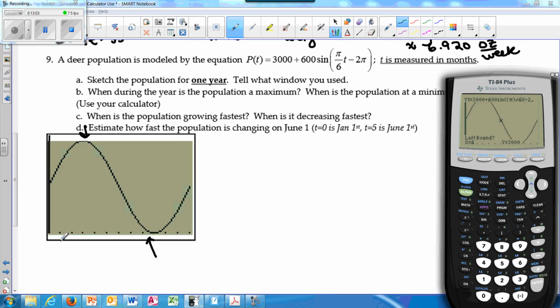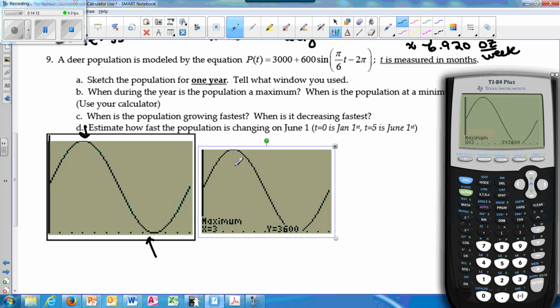Now, left bound means I have to be left of the maximum. So remember this was 0 to 12, so that's 1, 2, 3, 4, 5. So somewhere between 1 and 5. So my left bound is going to be 1, enter. My right bound is going to be 5, enter. It's asking me to guess right now, and I really don't want to guess, so I'm just going to press enter again. So it shows me that the maximum occurs at x equals 3.